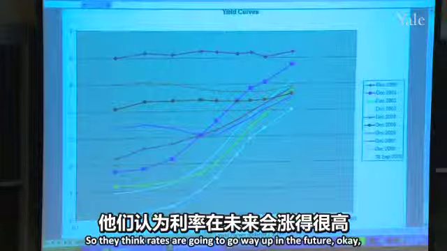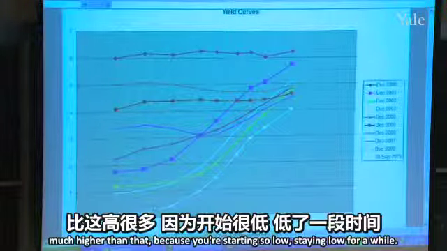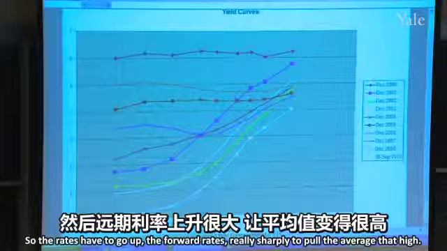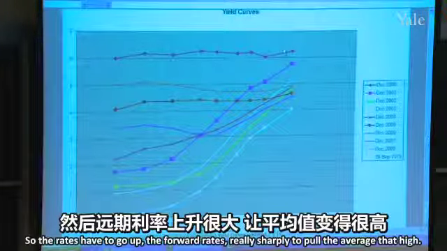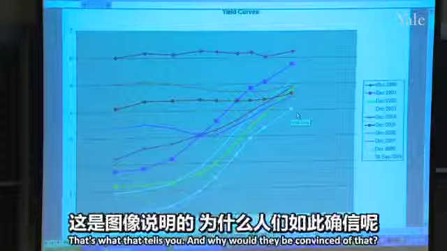So they think rates are going to go way up in the future, okay? Much higher than that. Because you're starting so low, you're staying low for a while. So the rates have to go up, the forward rates, really sharply to pull the average that high. So people are convinced that rates are going to go up in the future. That's what that tells you.